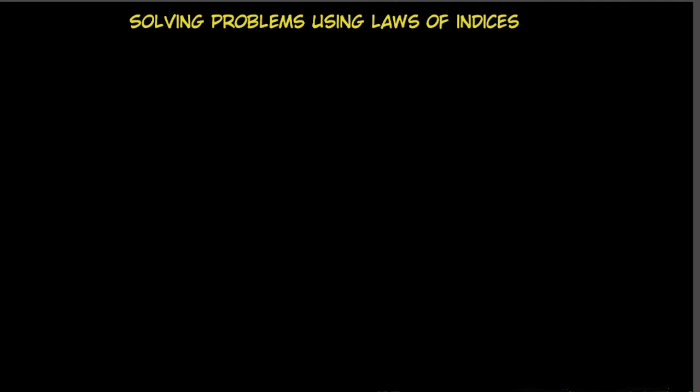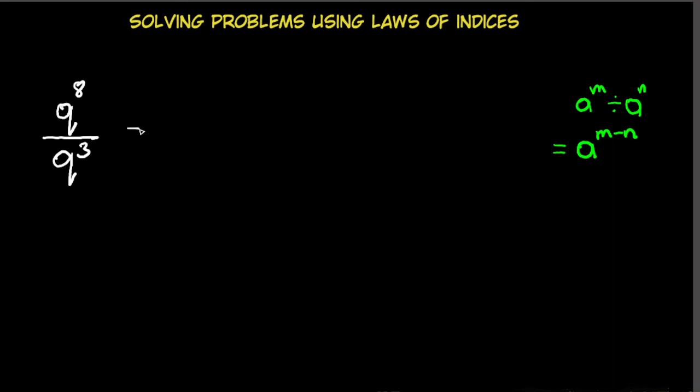If we had q to the 8th power being divided by q to the 3rd power, what would we do here? Well, we know that the law of indices that applies to this is if A raised to the m power is divided by A raised to the n power, it means keep the base and we subtract the indices. And that is exactly what we'll do here. But let's write it out so it's easier for everyone to understand.